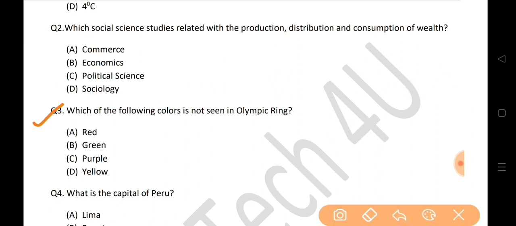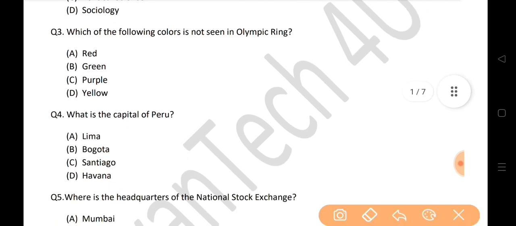Next question, which of the following colors is not seen in Olympic ring? Correct answer is option C, purple. Next question, what is the capital of Peru? Correct answer is option A, Lima.